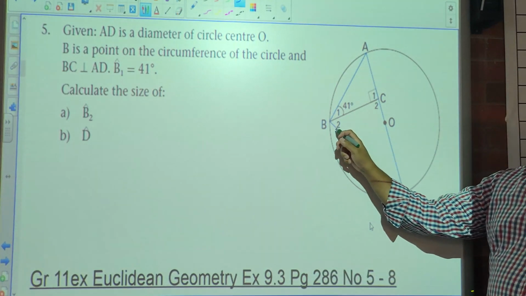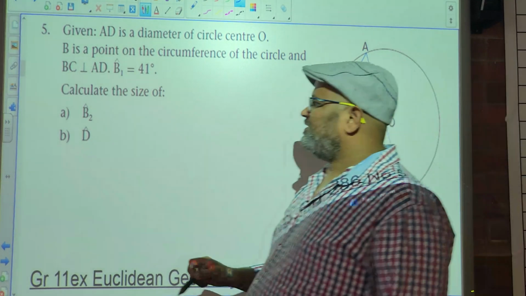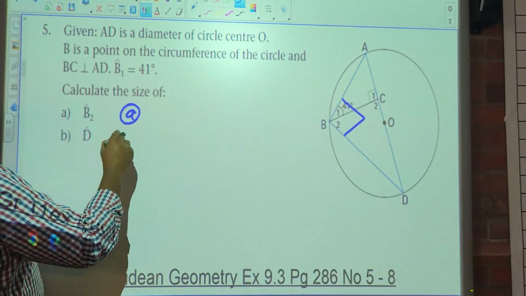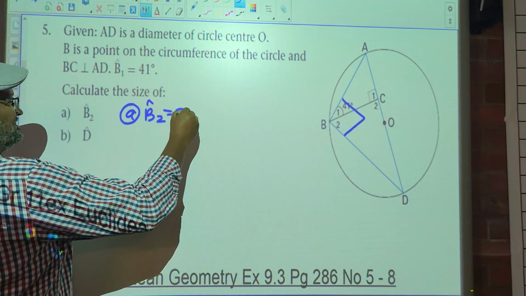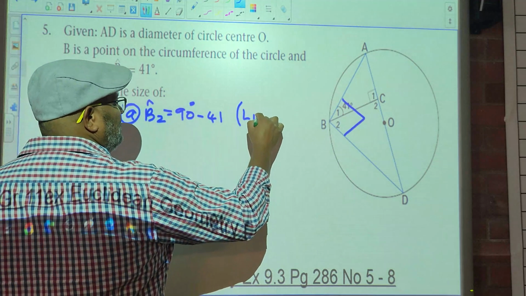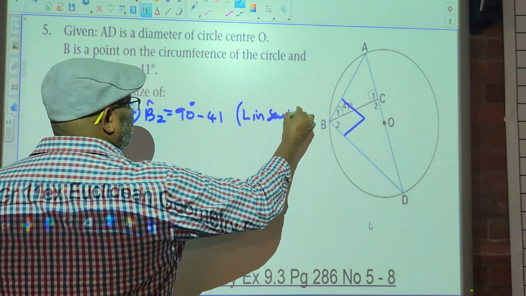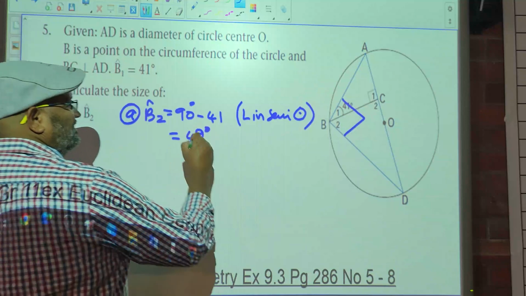So how are you going to work out B2? It's going to be 90 degrees minus 41. So angle B2 is equal to 90 degrees minus 41. The reason? Angle in semicircle. Give me an answer of 49 degrees.